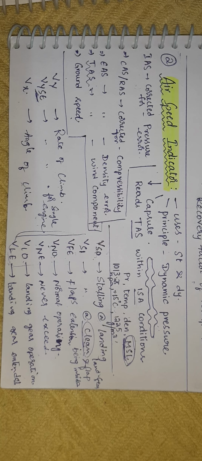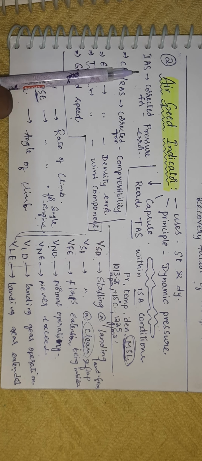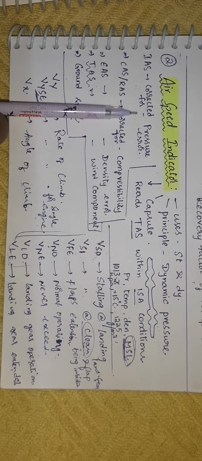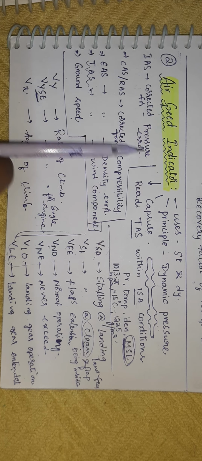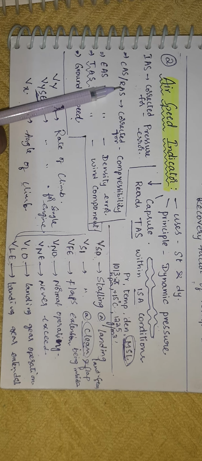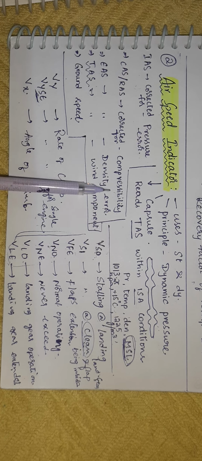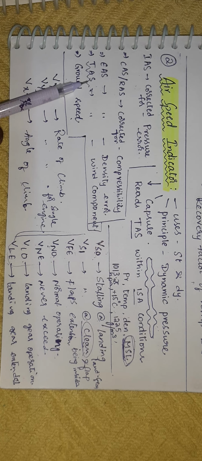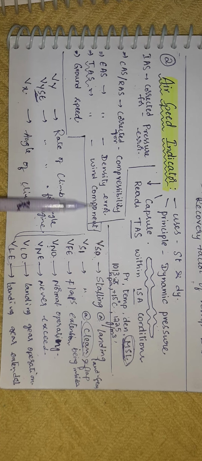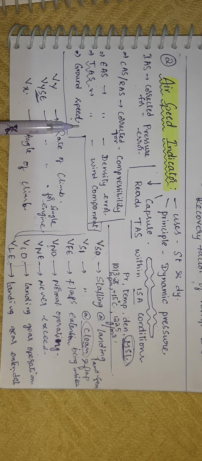Now we have different types of airspeeds. The first one is indicated airspeed, and if from the indicated airspeed we remove the pressure error, we'll be left with calibrated or rectified airspeed. Now if calibrated airspeed is corrected for compressibility error, we'll have equivalent airspeed. If equivalent airspeed is corrected for density error, then we'll get true airspeed. Further, if we correct true airspeed for wind component, we will be left with ground speed.